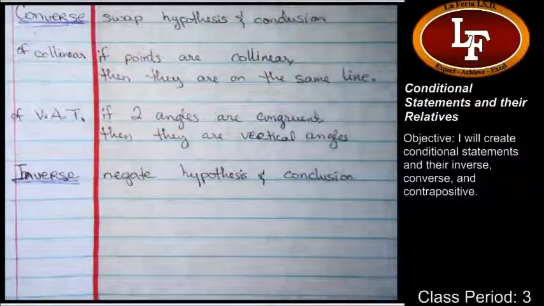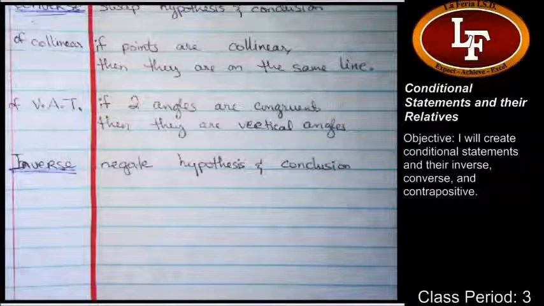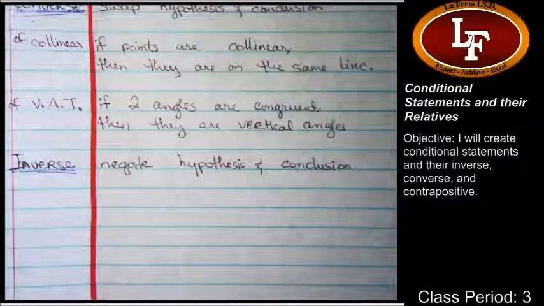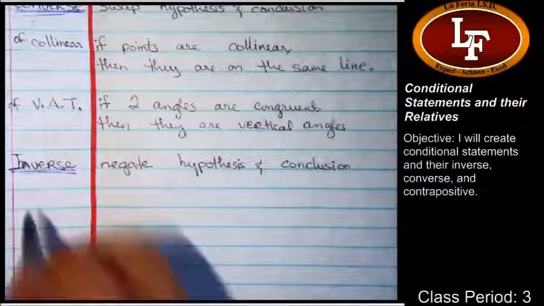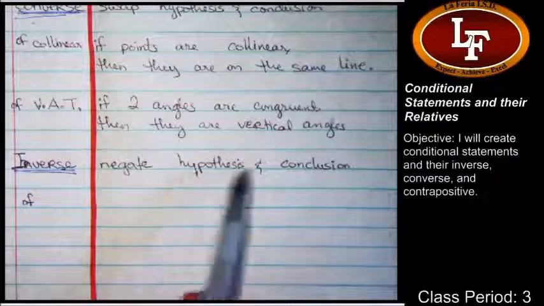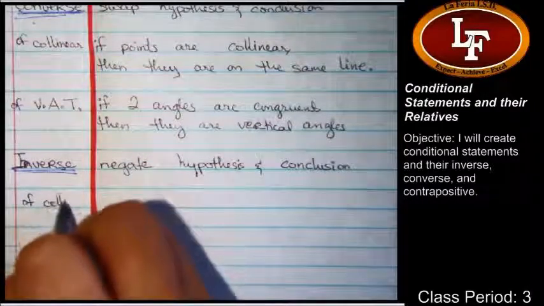So if I said, I like unicorns, negating the statement would make it mean the opposite: I do not like unicorns. I don't know if I hate them or dislike them or whatever. I just know that I don't like them. So notice that we're negating both the hypothesis and the conclusion. So what would be the inverse of collinear?